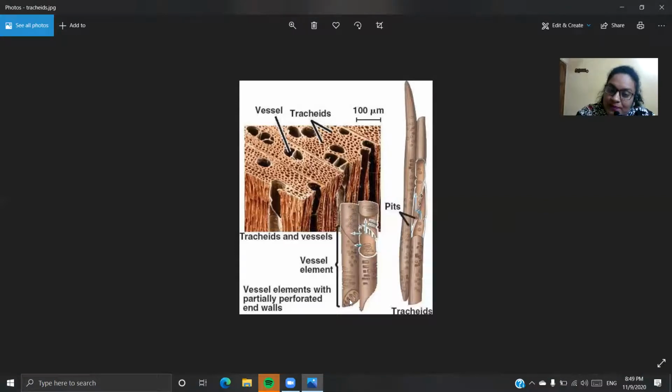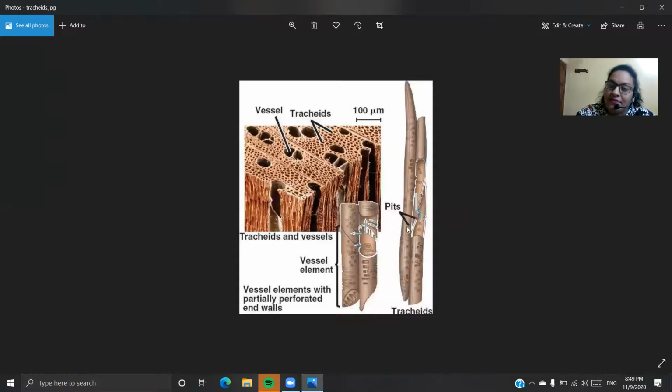You can see that the end plates are perforated, they are dissolved, but not completely dissolved. They are dissolved in a few areas, so this forms pits inside. These end plates have some pits present, so you can call them perforated end plates. This you can see only in the vessels, children. It can't be seen in the tracheids.